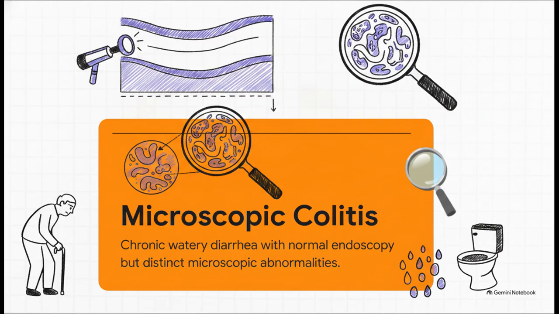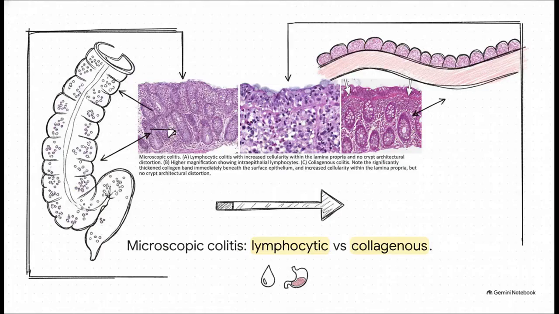However, unlike IBS, when you take a biopsy and look at it under a microscope, you will find distinct, defining histological abnormalities. It comes in two primary flavors, which we are going to look at right now. Check out the difference between the two types here. In lymphocytic colitis, you see this massive, obvious increase in intraepithelial lymphocytes within what is otherwise a normal-looking crypt architecture.